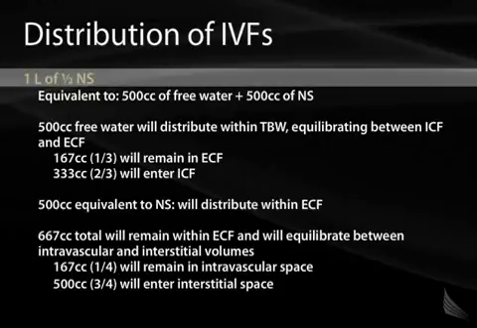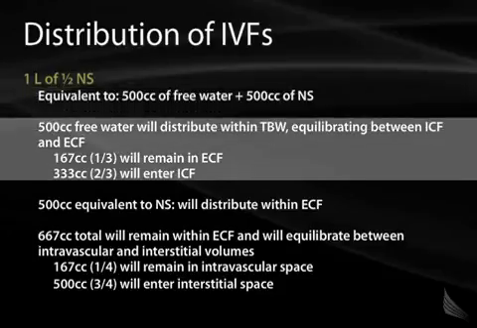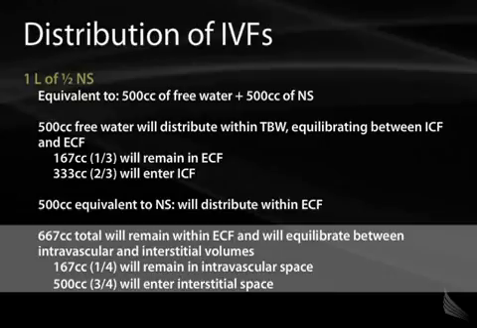This is in contrast to a liter of half normal saline. Remember, we said half normal saline is equivalent to 500 cc's of free water and 500 cc's of normal saline. The half a liter of free water will distribute within the total body water, both in the intracellular fluid and the extracellular fluid, so that only a third of that will remain in the extracellular fluid. In total, 167 ml of fluid. The 500 cc's of normal saline that were administered will distribute evenly within the extracellular fluid space. So in total, 667 cc's will remain within the ECF.